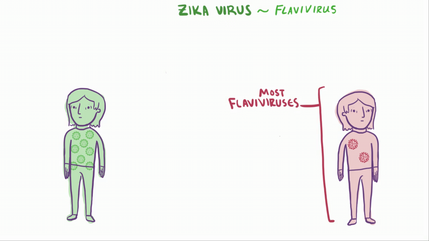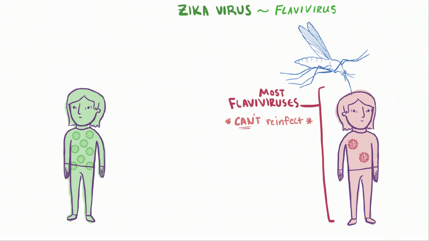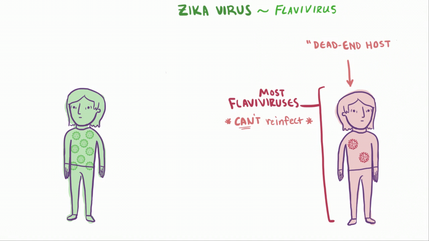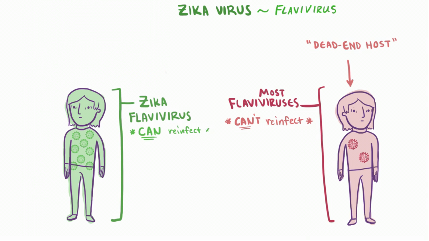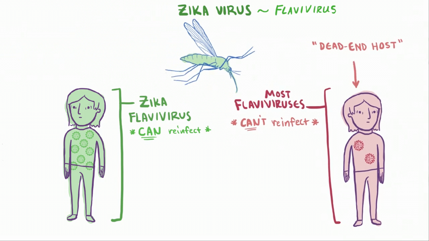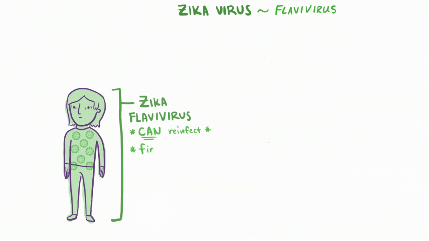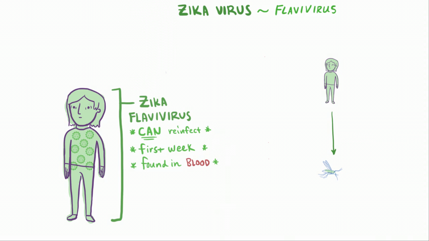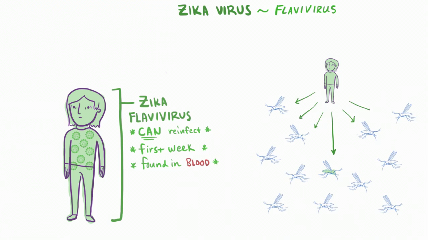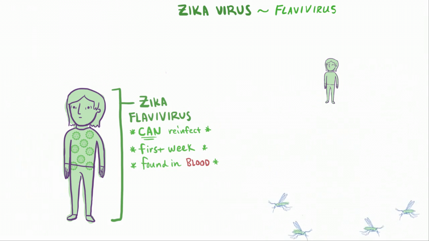With most flaviviruses, though, the virus isn't able to replicate enough in the human host to actually be able to reinfect another mosquito, and so the human is considered a dead-end host. However, the Zika virus, along with yellow and dengue fever, is well enough adapted to human hosts such that it can multiply to a point where it can reinfect another unsuspecting mosquito, which can then go on to infect more people. This window lasts for the first week of infection, during which the Zika virus can be found in the blood. So if humans with the disease can transmit back to mosquitoes, then you can imagine that areas where there are a lot of mosquitoes would be set up for spreading the virus super quickly, right?